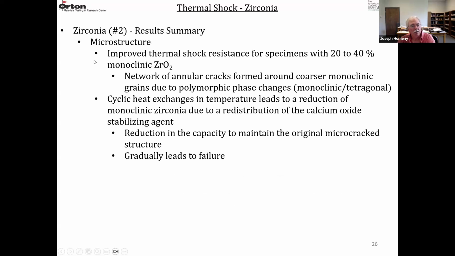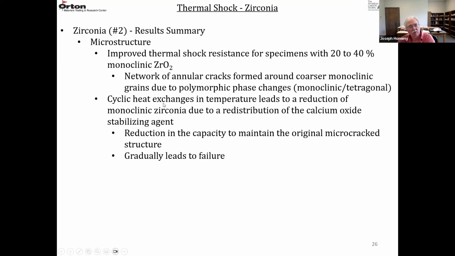So in terms of the summary here of what they did, the microstructure, they improved the thermal shock resistance for samples that had 20 to 40% monoclinic zirconia. And in terms of the microstructure, there's a network of these annular or circular cracks that formed around the coarse monoclinic grains. And those cracks were simply a result of the monoclinic to tetragonal transformation.